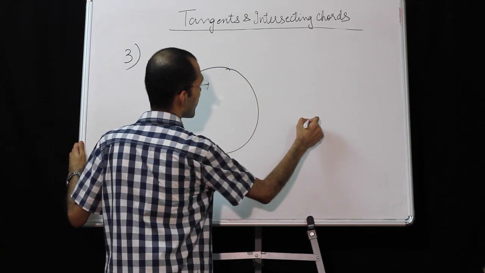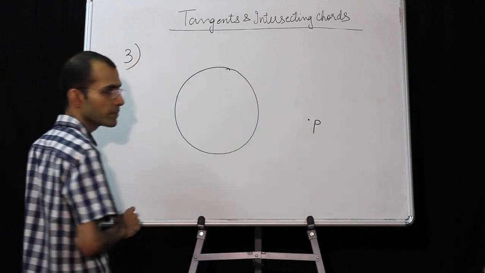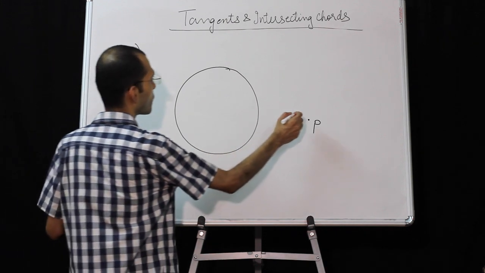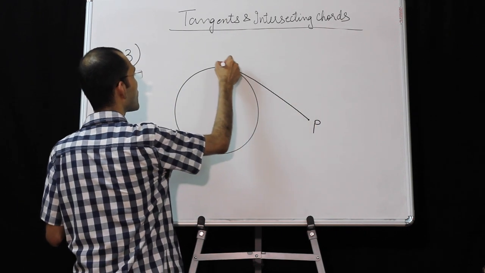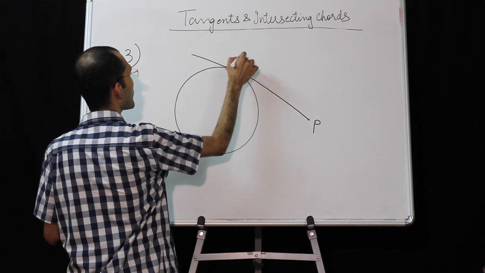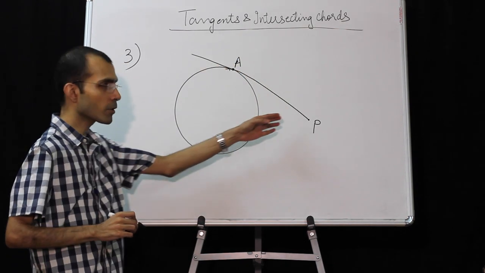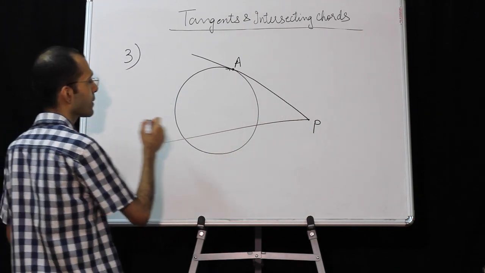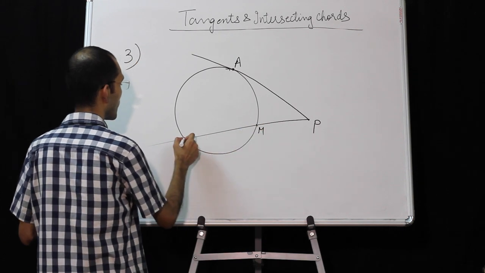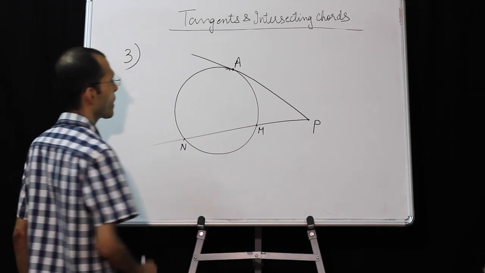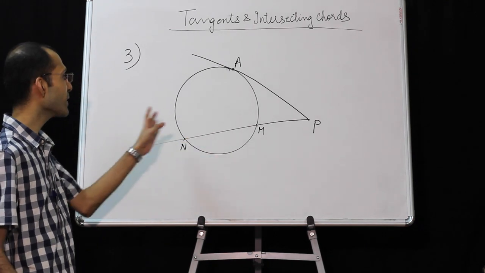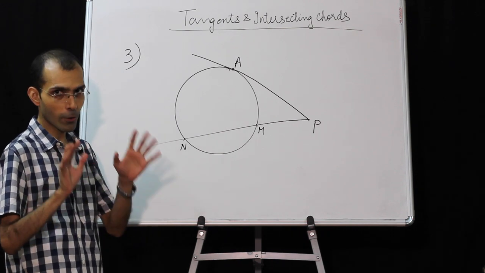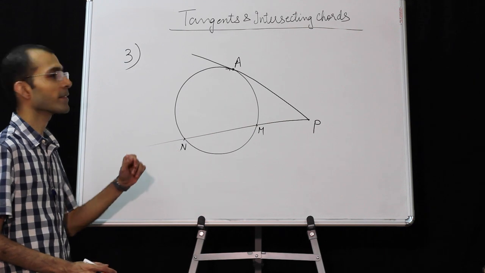Circle, any random point P. Now we will draw one tangent and one secant. From P we draw a tangent. So let the point of contact be A. We do not draw another tangent. We draw a secant. This cuts the circle in two points. So one tangent, one secant, both originating from the same external point. Let us see what the concept says.